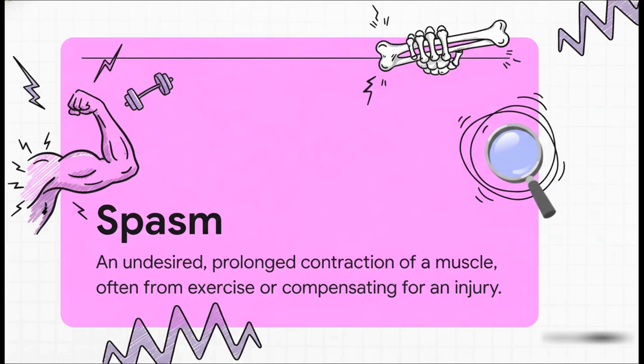Next up, let's talk about spasms. You know that feeling when you get a muscle cramp that just will not let go? That's pretty much a spasm. It's your muscle contracting when you don't want it to for way too long. Sometimes it's from working out too hard, but it can also be a little warning sign that your body's trying to make up for a deeper issue with a bone or a joint.